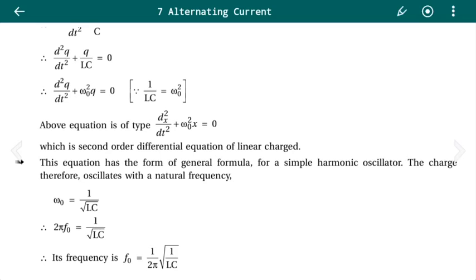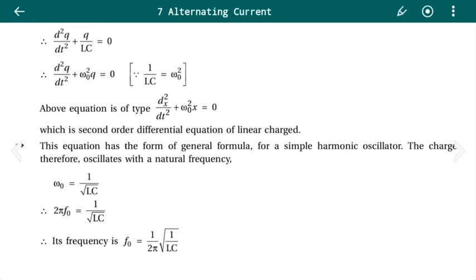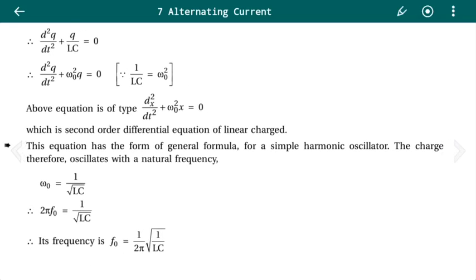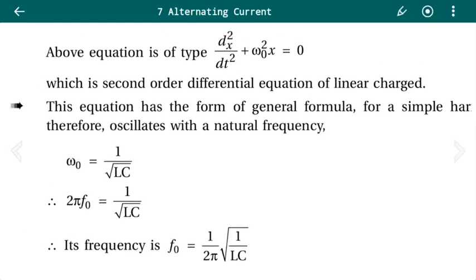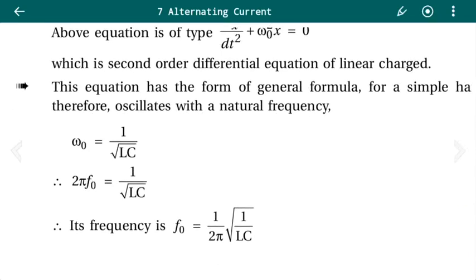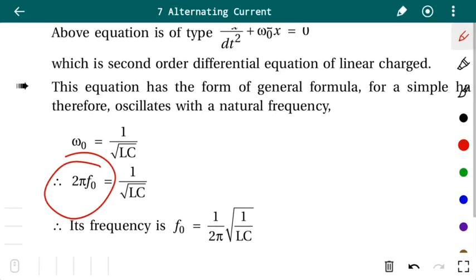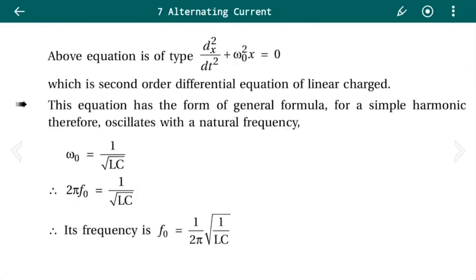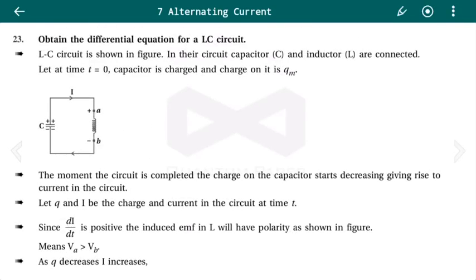So the charge oscillates with a natural frequency omega 0 equals to 1 upon root LC. Now omega 0 is 2 pi f0 equals to 1 upon root LC. Taking f0 as subject and taking 2 pi over here, we get f0 equals to 1 upon 2 pi under root 1 upon LC. So students, you may note down this theory.